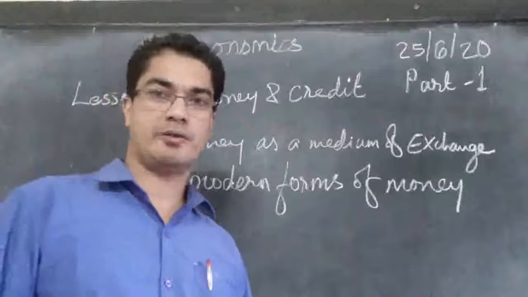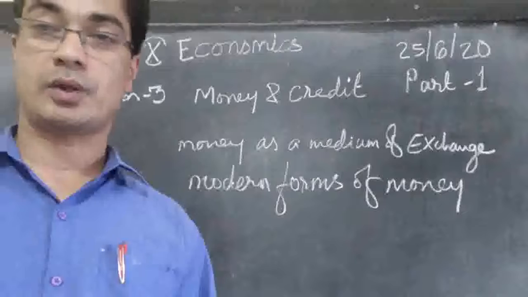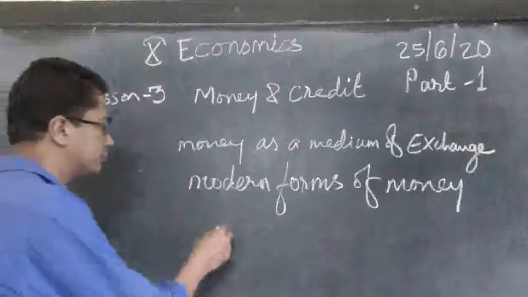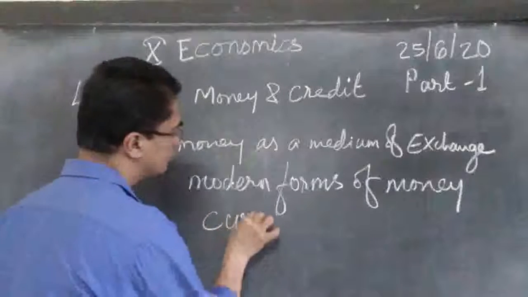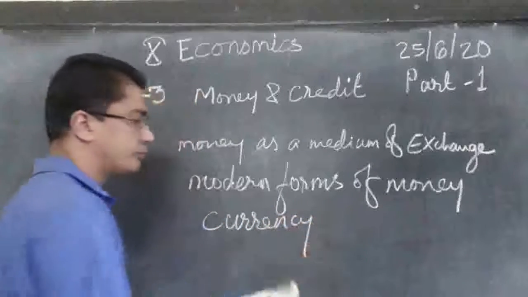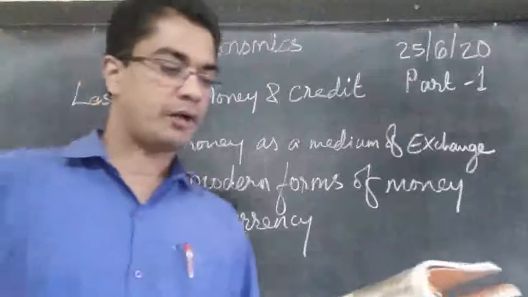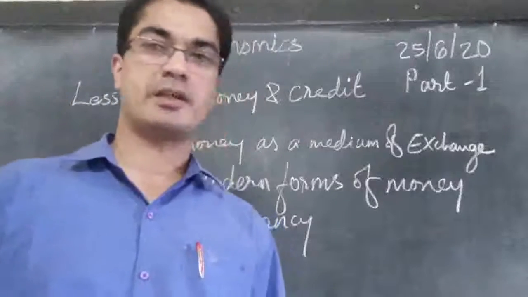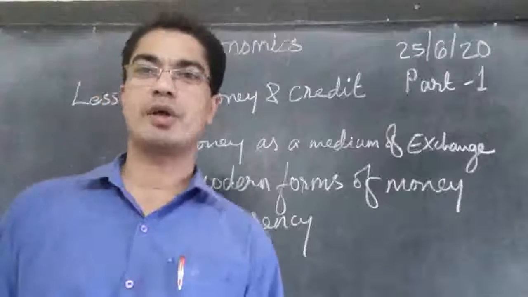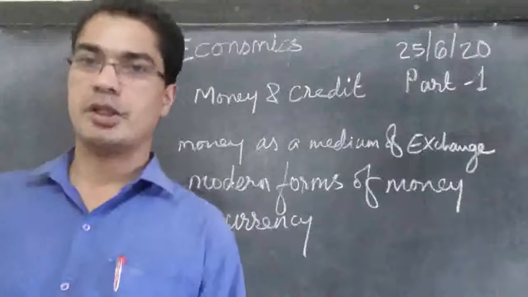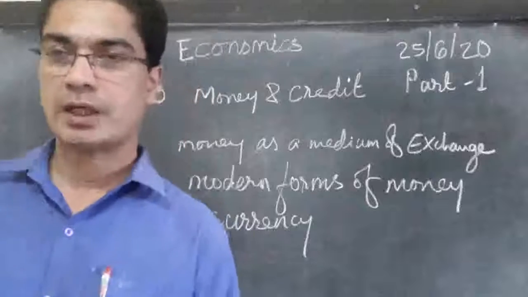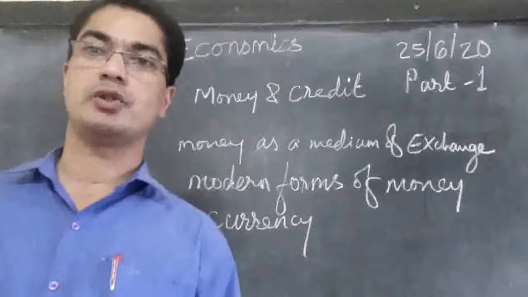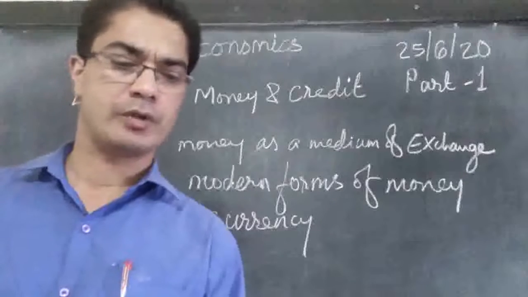Afterwards, currency came. Let's see what is the advantage of having currency. Modern forms of money include currency, paper notes, and coins. So here in this modern age, we have currency. What kind of currency do we have? We have currency made with paper and currency made with coins. We have these two types of currencies.